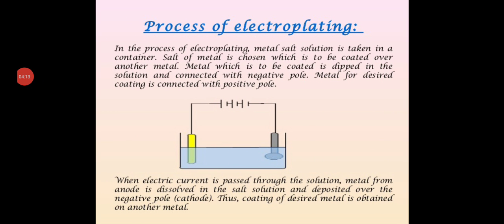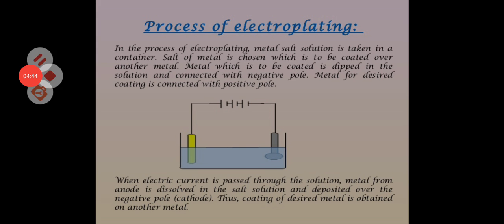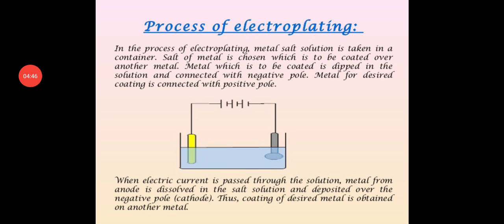Process of electroplating. In this process of electroplating, metal salt solution is taken in a container. Salt of metal is chosen which is to be coated over another metal. Metal which is to be coated is dipped in the solution and connected with negative pole. Metal for desired coating is connected with the positive pole. When electric current is passed through the solution, metal from anode is dissolved in the solution and deposited over the negative pole. Thus, coating of desired metal is obtained on another metal.